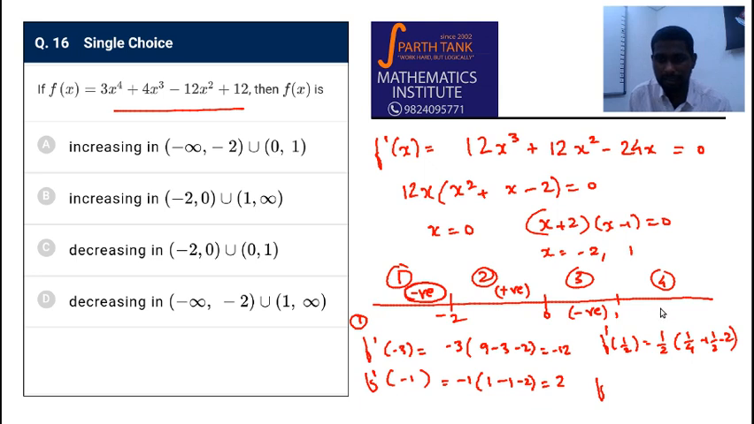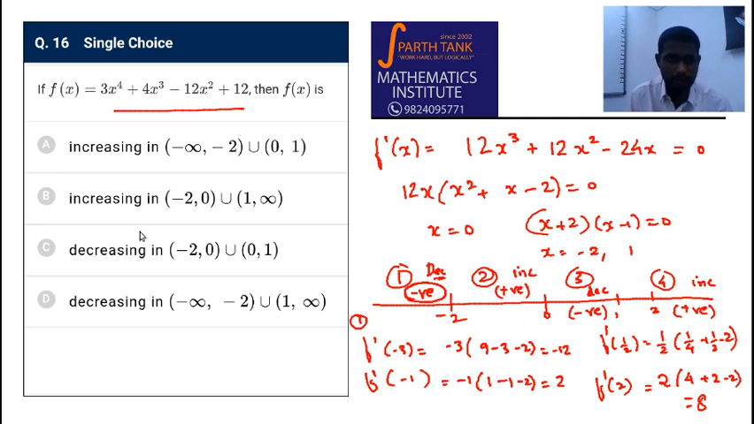And then finally in the fourth region, let us choose x is 2. So f dash of 2 would be, substitute here, 2 times 4 plus 2 minus 2, which is positive 8, right? So here it is again positive. So in these two regions it is increasing, and in these regions it is decreasing. So increasing in minus 2 to 0 and 1 to infinity, not 2, 1 to infinity. So this is the correct option.